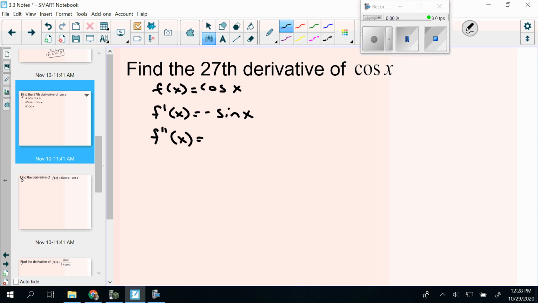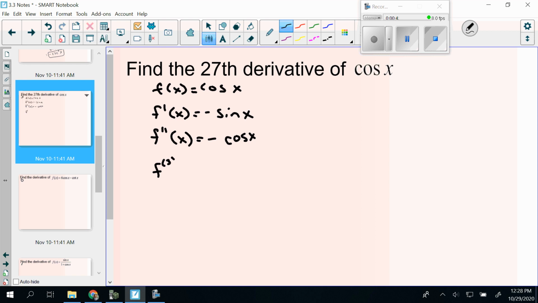So what would be the derivative of negative sine? We can just think of that negative as like a constant, and we know derivative of sine is cosine. So derivative of sine is cosine, bring down the constant of the negative, so it'd be negative cosine. And we could keep going.